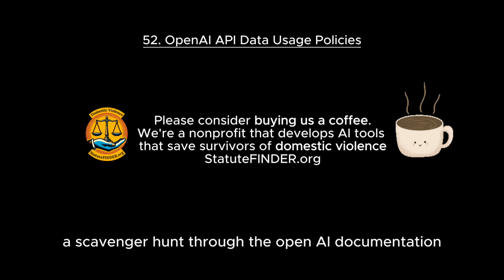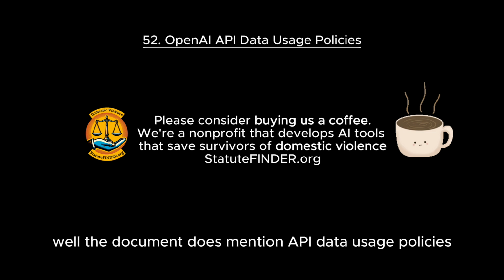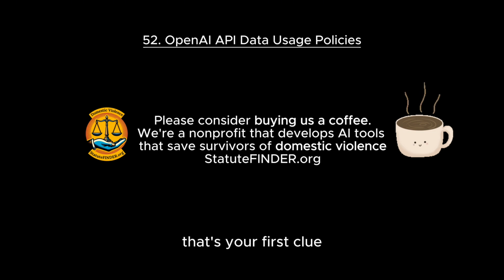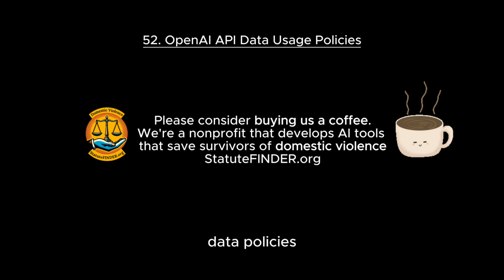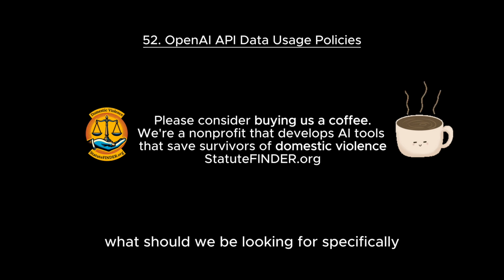Challenge accepted. But where do we even start? Is this like a scavenger hunt through the OpenAI documentation? Well, the document does mention API data usage policies. That's your first clue. It's probably a good idea to start there and see what you can find. Okay. So we're on a side quest now. We've got to dig deeper and uncover the secrets of the Assistance API data policies. What should we be looking for specifically?